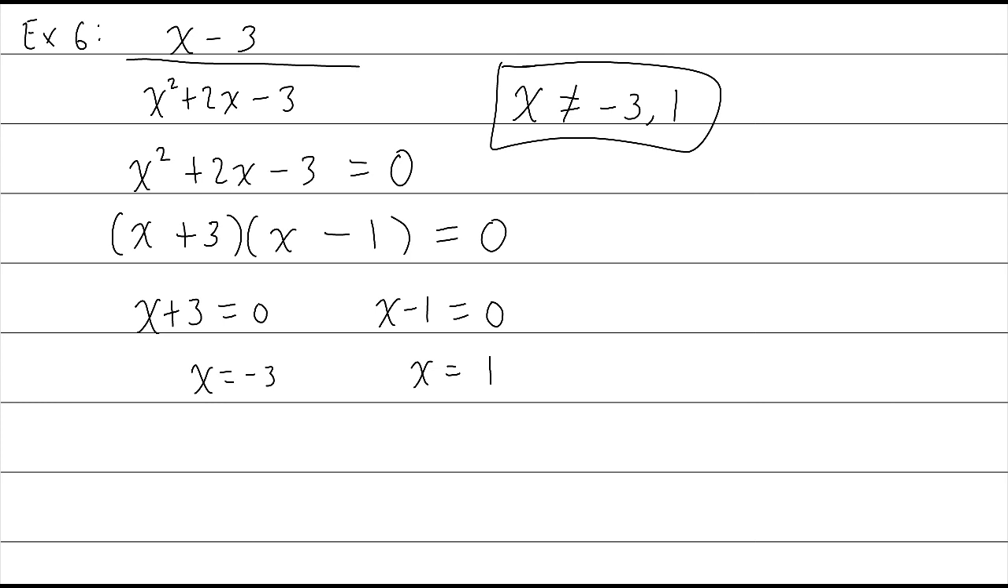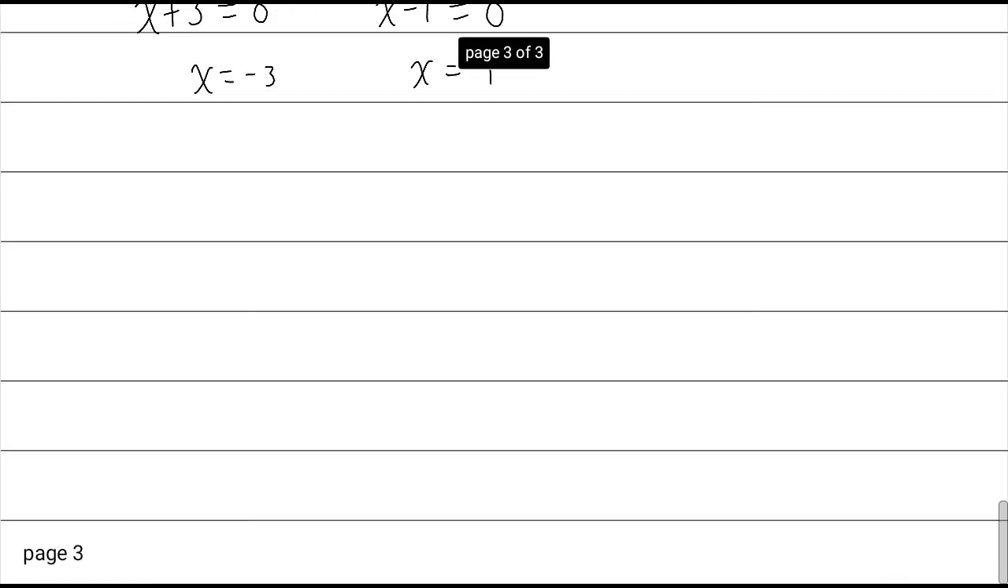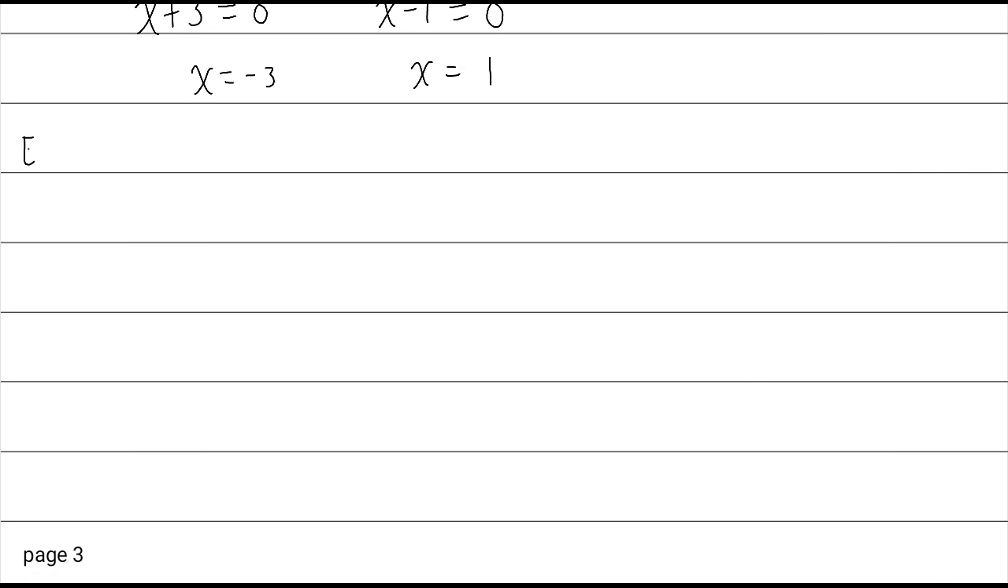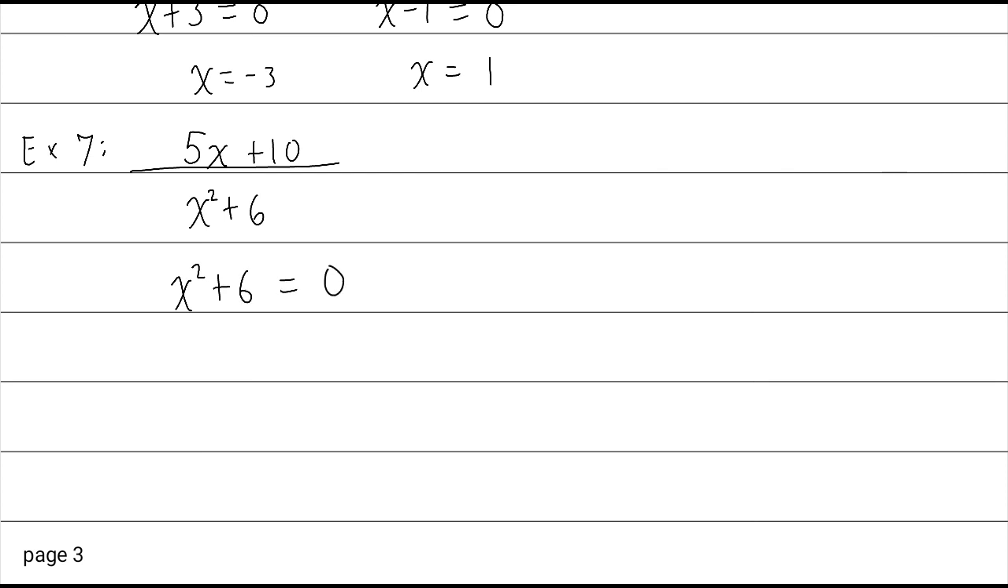Okay. Let's do one more of these restriction type questions, and then we'll go on to the last type of question. And this is my favorite one when it comes to restrictions. 5x plus 10 over x squared plus 6. Well, set the denominator equal to 0 and solve it. Maybe you recognize this, maybe not. This is a sum of squares, sort of. If you remember, that one is not factorable.